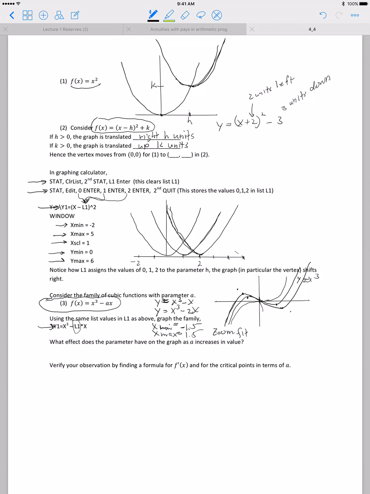You could put more values in your list, like 3 and 4, and you would see the cubics do what we think they're going to do. The min and the max are going to spread further and further apart and become more and more pronounced as the parameter a increases. So we can get a good idea about what that family of functions actually looks like. For the answer here, what effect does the parameter have on the graph as a increases? I'm going to say that the local min and max move further apart.